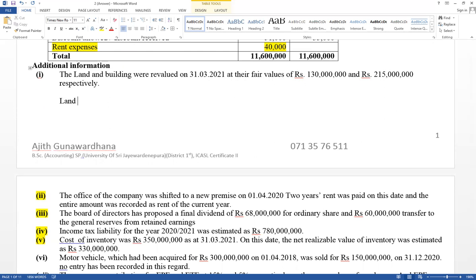Therefore, land revaluation loss. This year loss equals previous year revaluation amount minus this year revaluation amount. This year revaluation loss equals 20,000. Now think how to record this year loss. In the trial balance, it is given land revaluation surplus also. It means a previous year revaluation surplus is available, but this year there is a loss.